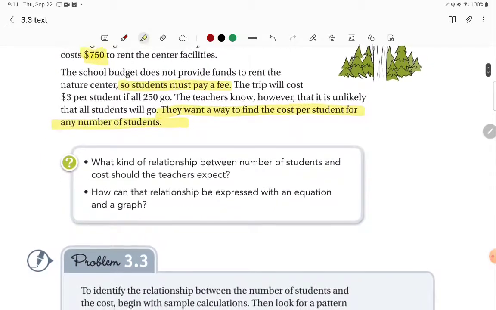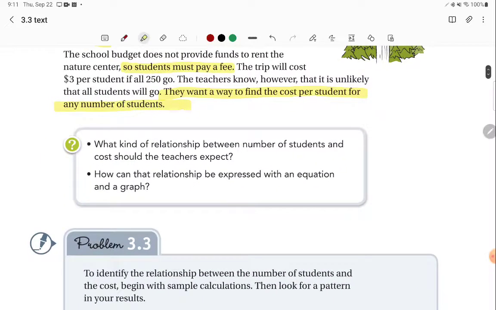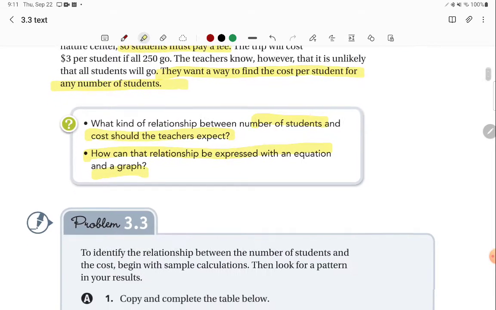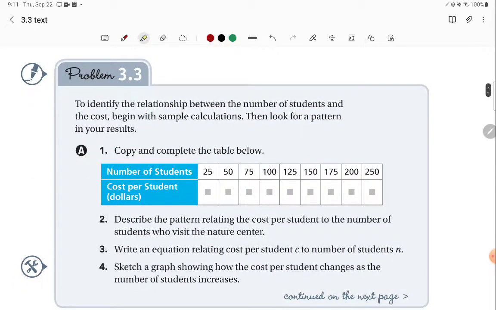And we're going to look into the relationship between the number of students and the cost that the teacher should expect per student. So how can that relationship be expressed in an equation in a graph? We're going to look at trying to answer that question as well. So let's go ahead and get started.